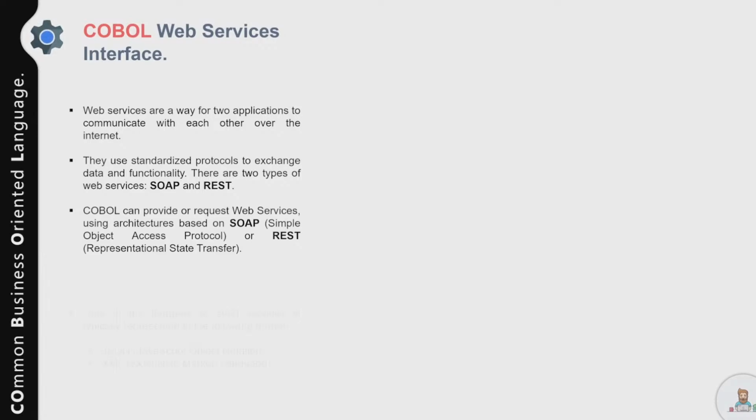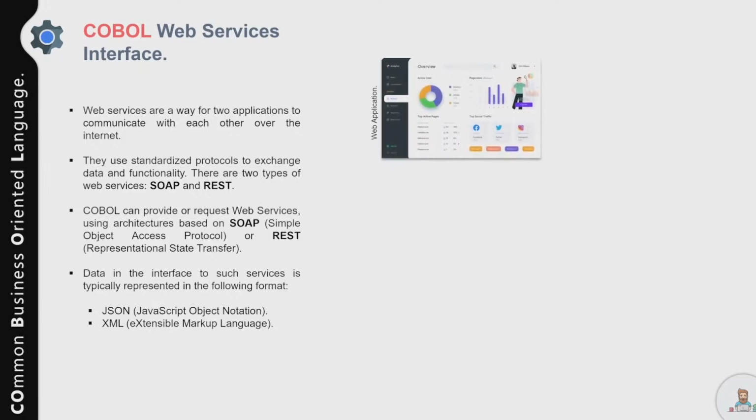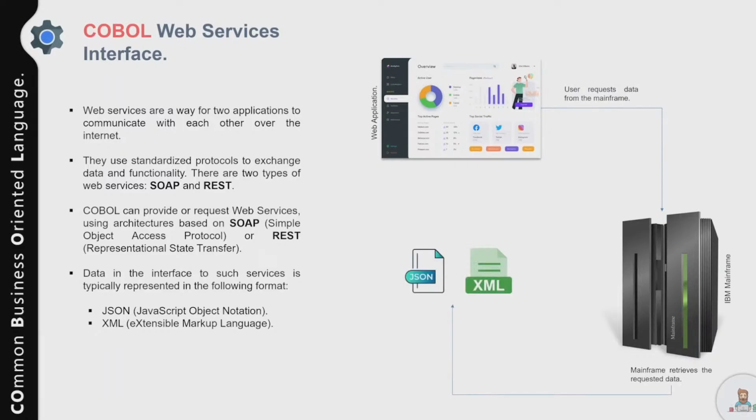Now there are two types of web services. The first one is SOAP, that is Simple Object Access Protocol, and the second one is REST, that is Representational State Transfer. And as you know, COBOL is one of the oldest programming languages that is still in use. But interestingly, it can provide and request web services using an architecture based on SOAP or REST. Apart from that, the formats commonly used for displaying data in the interface of these services are either JSON, that is JavaScript Object Notation, or XML, that is Extensible Markup Language.